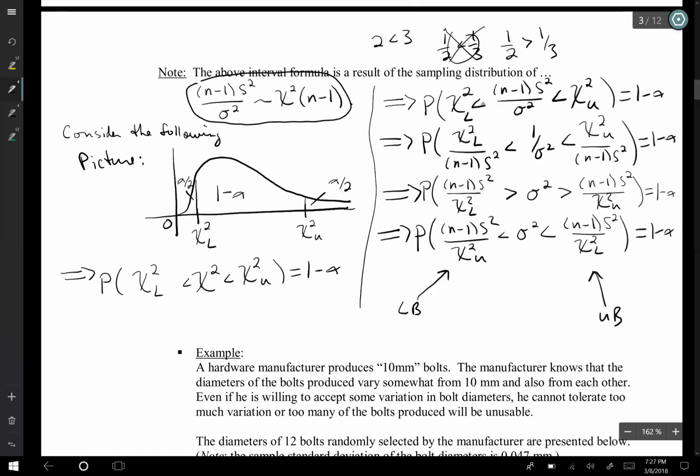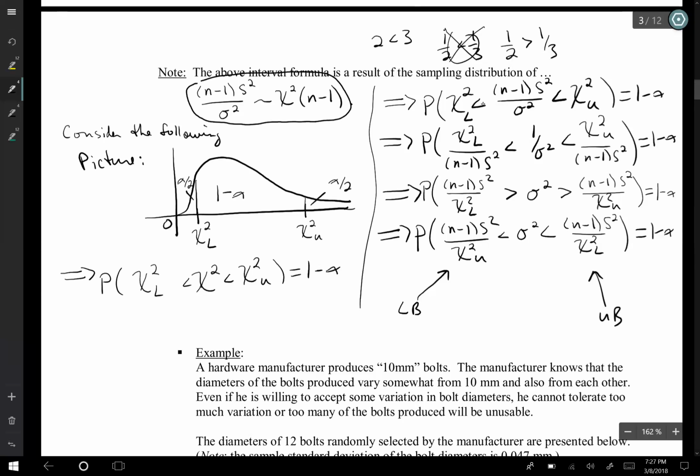But what we want is sigma squared in the middle, not 1 over sigma squared. And so we flip everything. We flip everything into the inequality, and that's kind of what I tried to demonstrate up here. If you take the reciprocal of both sides of the inequality, then the inequality direction needs to change. So what was less than becomes greater than.